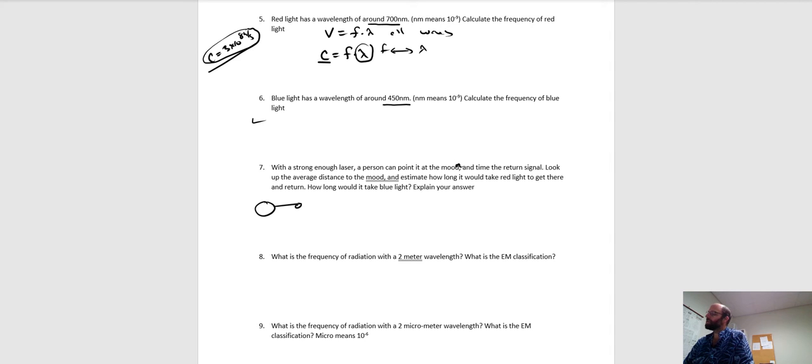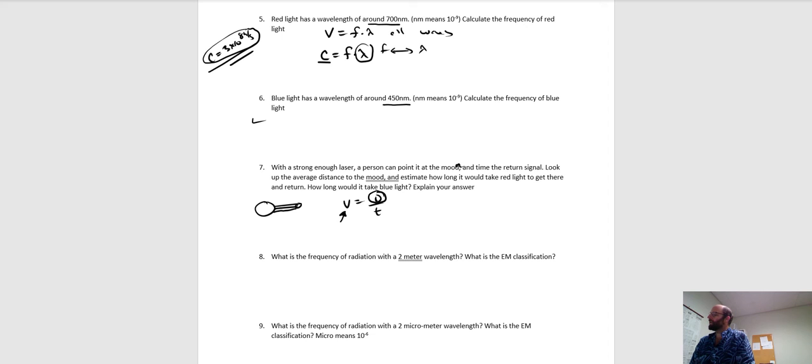And then this is just a speed is distance over time problem. And for the speed, you're going to use the speed of light, 3 times 10 to the 8th meter per second. Once you look up the distance, keep in mind that the laser has to go to the moon and back again. So you're going to have to take that into account here.